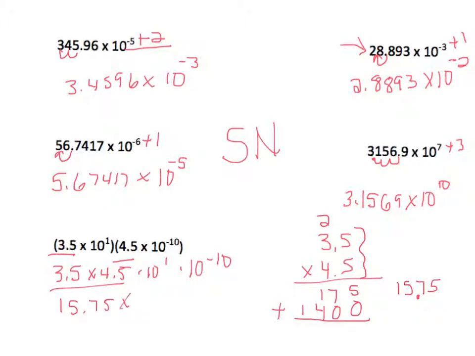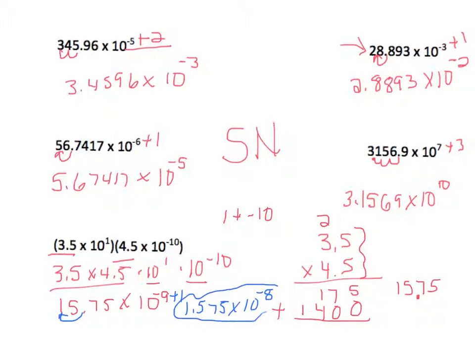So 15.75 times 10 to the, and if you're multiplying powers with the same base, you add. So now we have 1 plus -10. Unlike signs, you subtract, and there's more negatives. And then lastly, I'm going to check, is it in scientific notation? It is not, because 15 is not between 1 and 10, so I have to make my decimal 1 smaller. 1.575 times 10 to the, we made it 1 smaller, so we have to make this 1 larger. Unlike signs, we subtract, and there's more negatives. So my final answer is this.